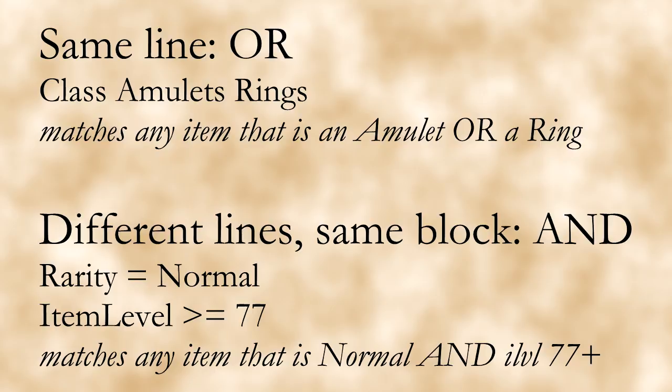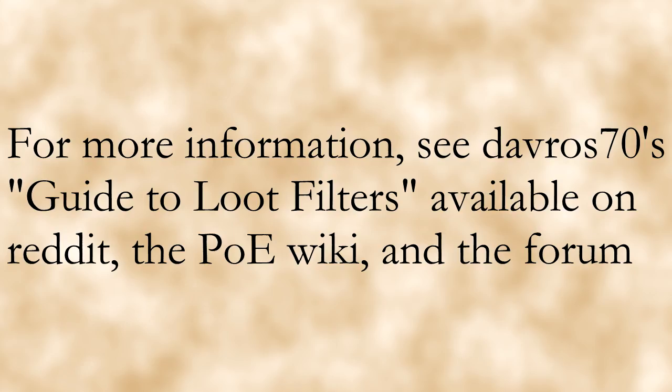Multiple conditions in the same block are treated as AND. Rarity equals magic and rarity equals rare will match nothing, because no item is both magic and rare. Rarity equals rare and item level greater than or equal to 60 will match all potential chaos recipe rares, for example, but nothing else. Most of these conditions are straightforward.